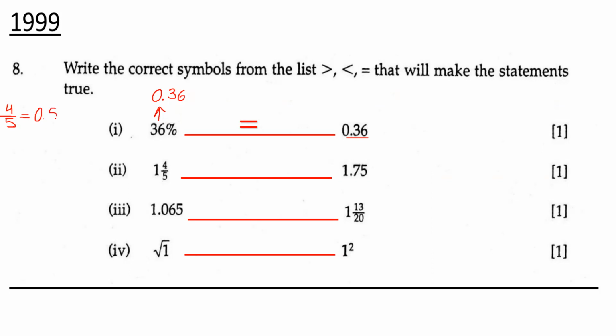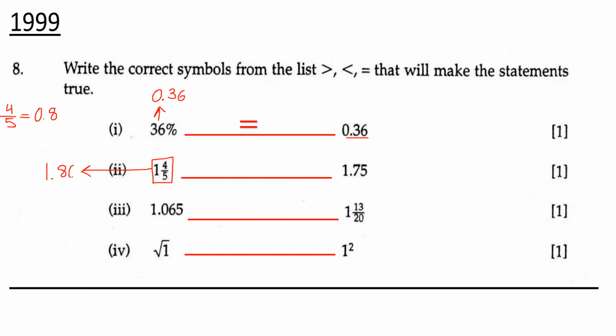And if you add a 1 to it, that means that this quantity right here is going to be 1.8. It's going to be 1.8 or it's going to be 1.80. All right. That's what this is going to be.